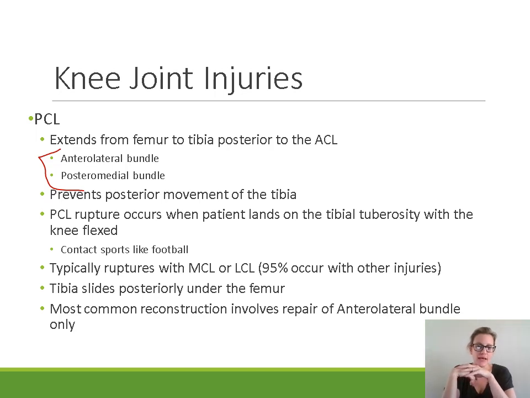The PCL prevents posterior movement of the tibia. Both the ACL and PCL do provide other stabilization to the knee as well. Like they do help to prevent some of the varus and valgus movements. They do provide other stabilization as well. It's just that the thing that you can attribute to the PCL is preventing posterior movement of the tibia. For the ACL, it prevents anterior movement of the tibia.